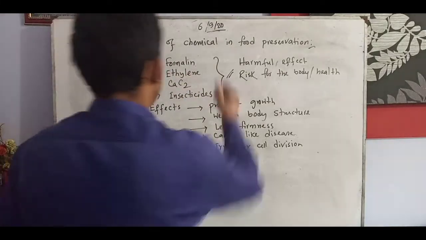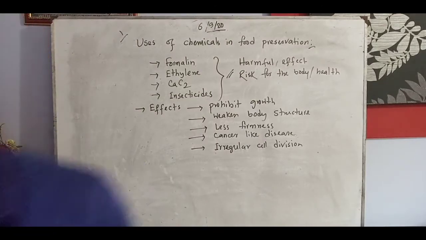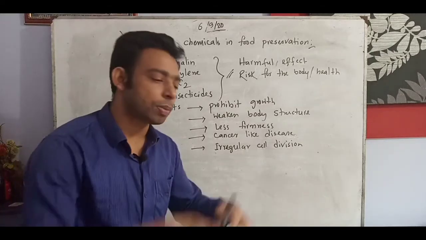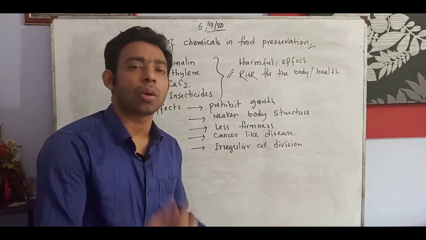Uses of chemicals in food preservation. Though these types of chemicals are used greatly for food preservation, they have harmful effects and are risky for body health. What are the general effects we have seen? That is, prohibit growth: growth is directly restricted. Weaken body structure: that means the skeleton is not formed properly. We have seen less firmness, where the structure does not work properly to maintain firmness. Even cancer-like disease can be seen. Many diseases can be affected, but cancer-like disease can also come from the food.